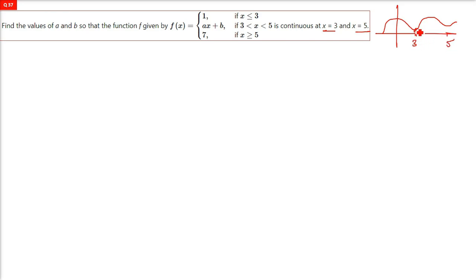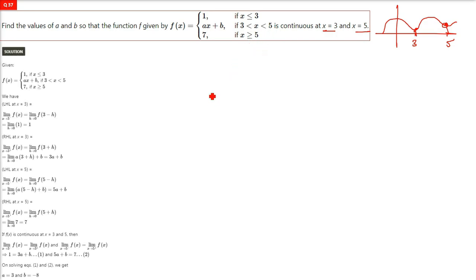In this type of question, for example here 3 and 5, we have to check the continuity at 3 and 5 both. We have been checking for one value, but now we'll check it for 2. So you have to do 2 iterations, one for 3, one for 5. Okay, so how do we do this? We'll start with x equals 3.